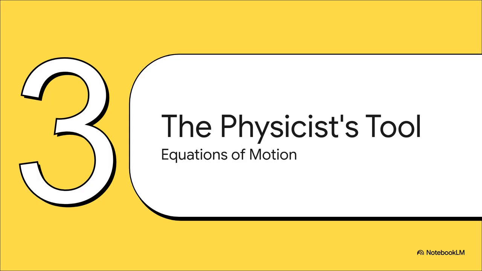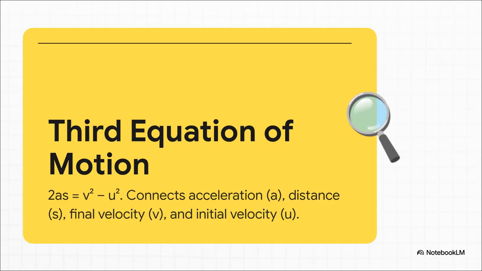We've got our clues. Now, every good detective needs the right tool to crack the case. In physics, our trusty tool is almost always the right equation. And for this job, the perfect tool is the third equation of motion: 2as equals v squared minus u squared.